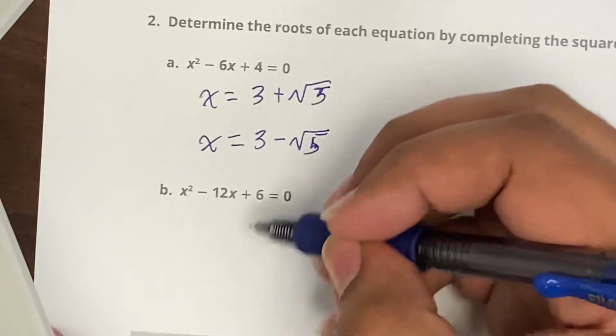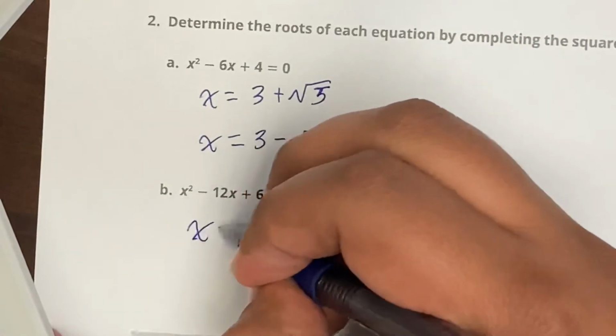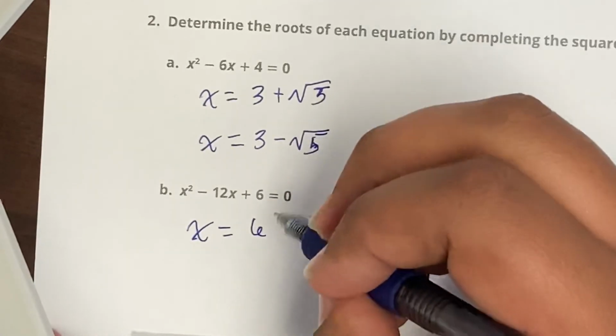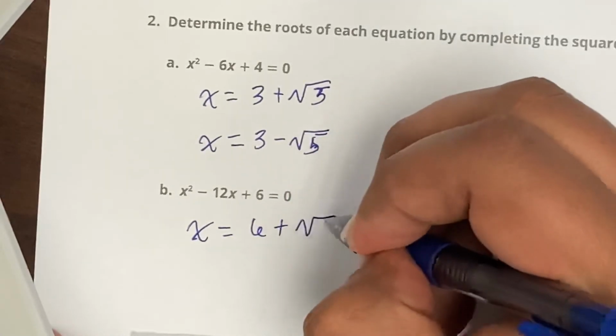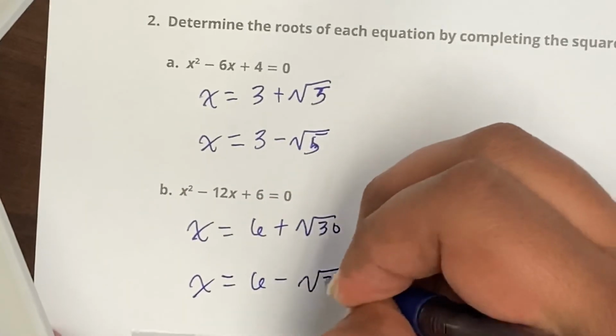I'm going to give you the answers for the second one, but of course I want you to try it on your own. X equals 6 plus the square root of 30, and x equals 6 minus the square root of 30.